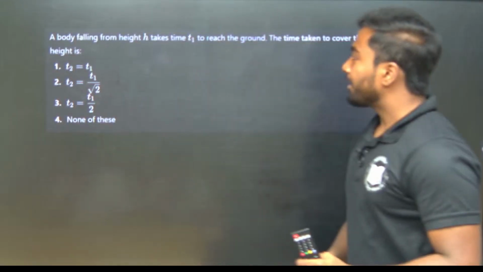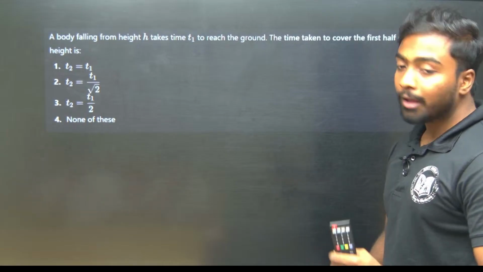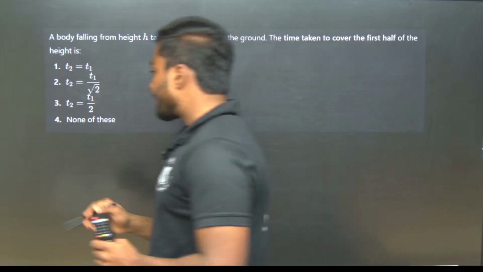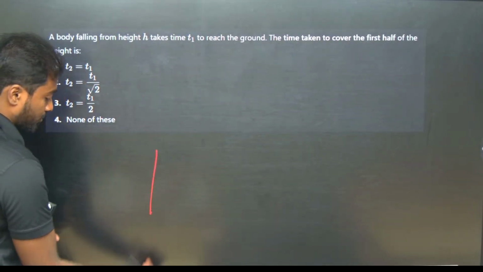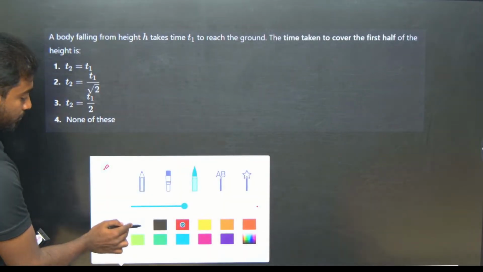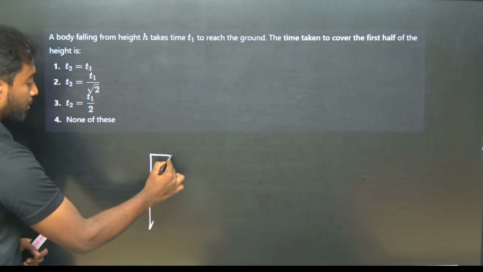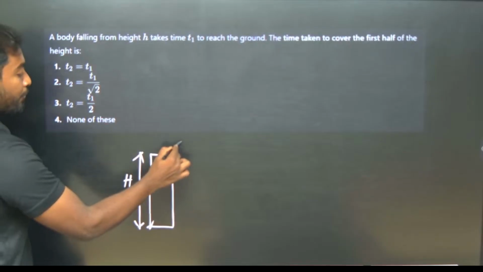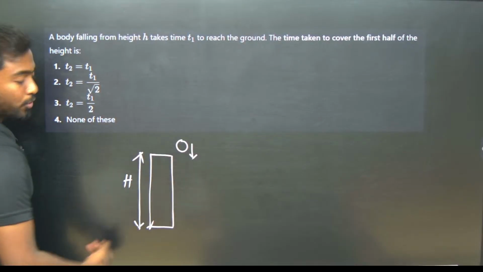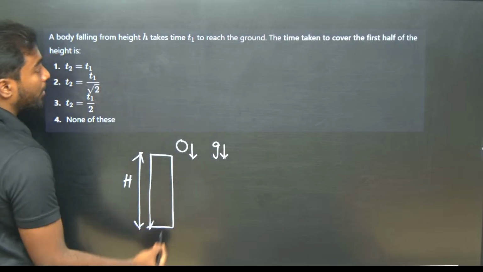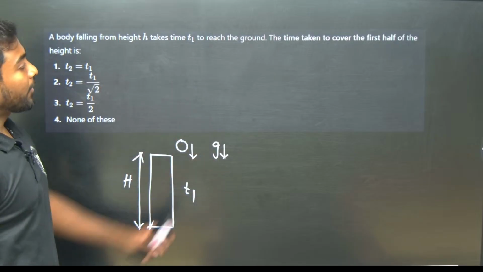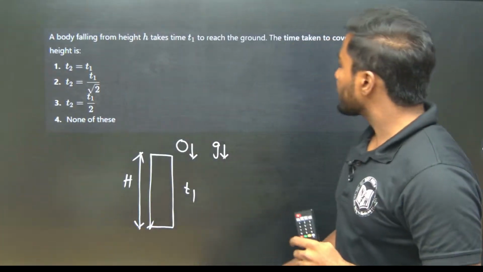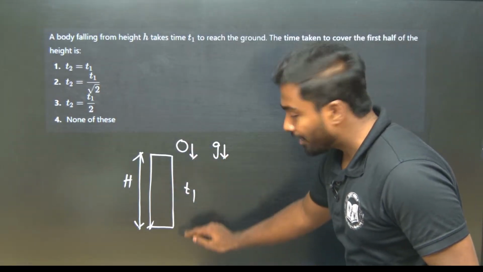A body falling from height h takes time t1 to reach the ground. So falling from height h. There is a tower which is of height h. Falling means it's going towards down, gravity towards down. How much time has it taken? t1. The time taken to cover the first half of the height is asked, so total time is t1.